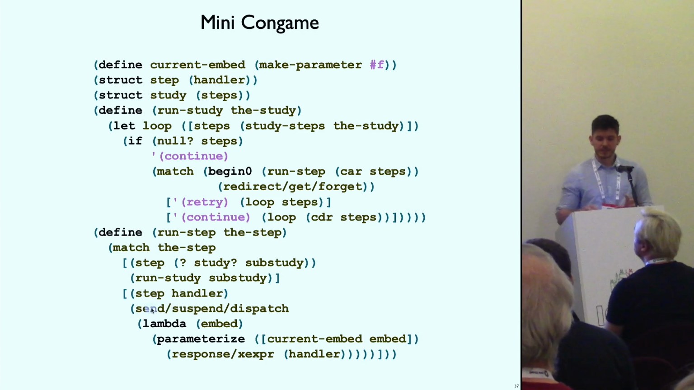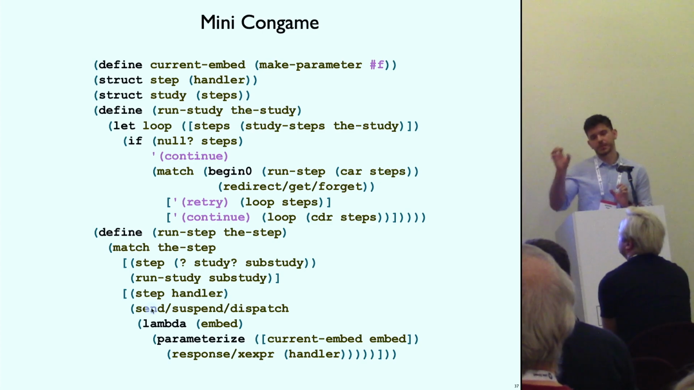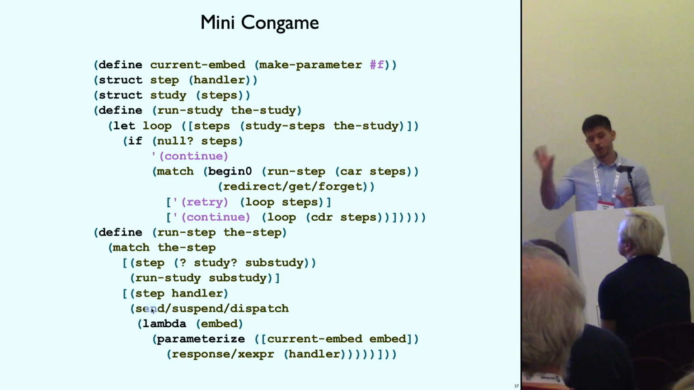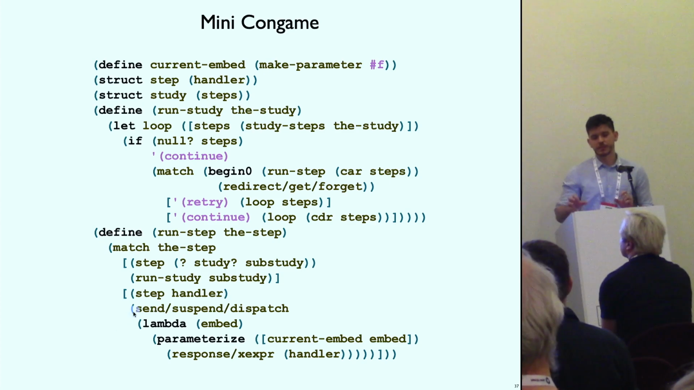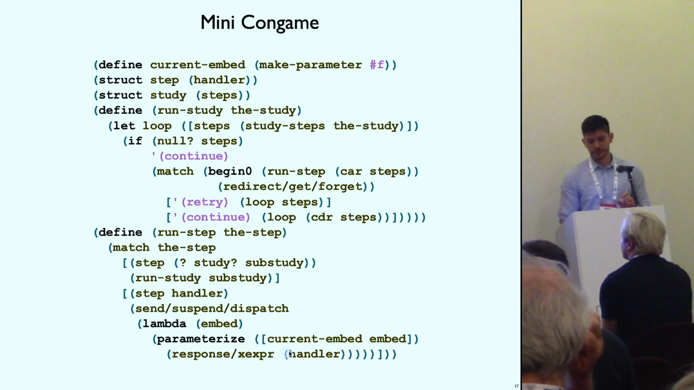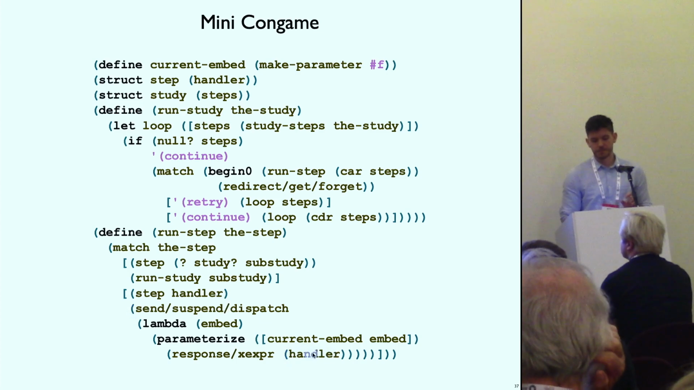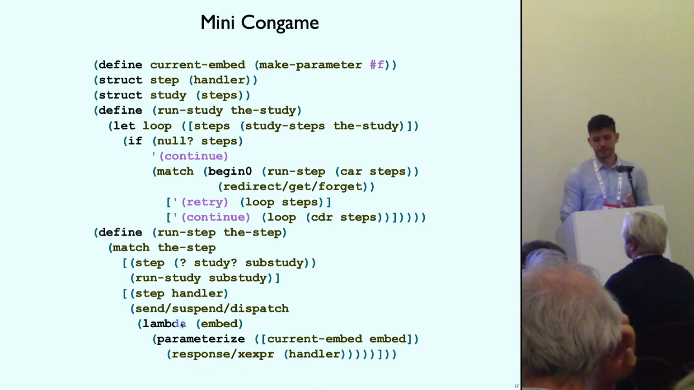And if it is an actual step, we use this send suspend dispatch function, which gives us a function that will, when applied, map our continuation, the continuation of send suspend dispatch, to a URL. And so we simply call the step handler to produce the HTML and suspend at this point.